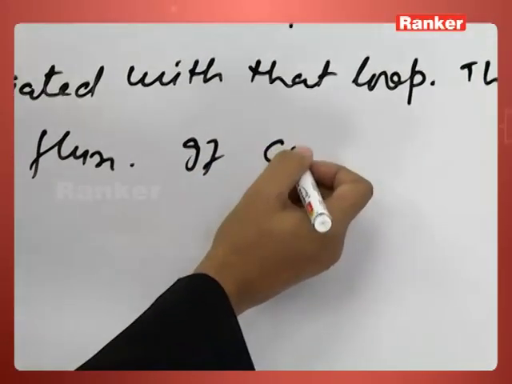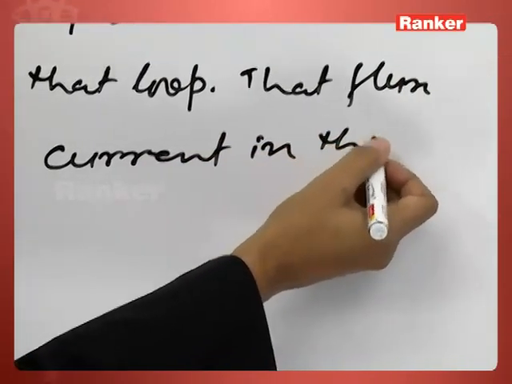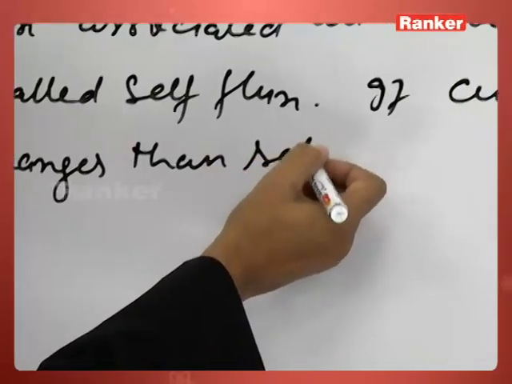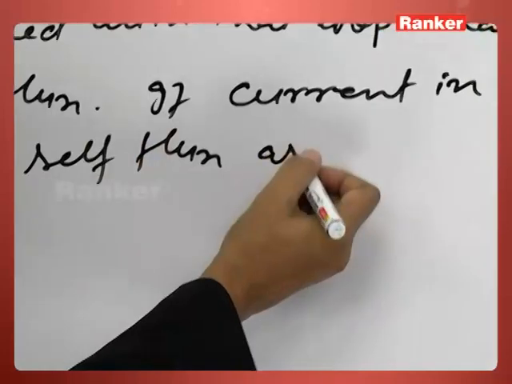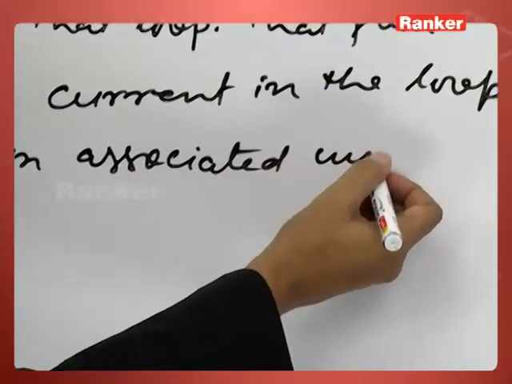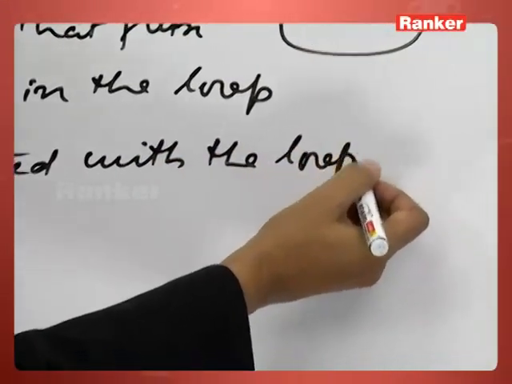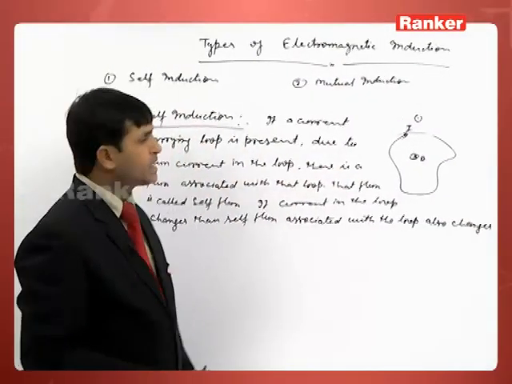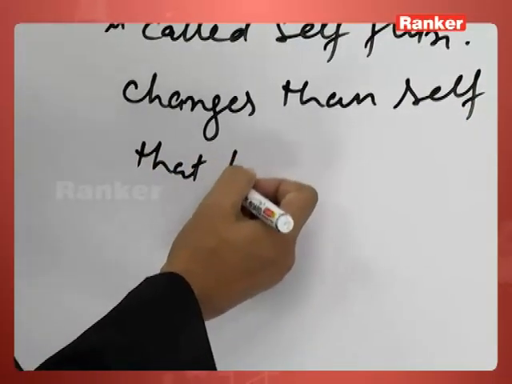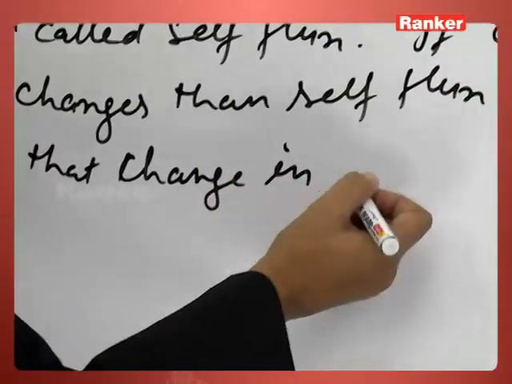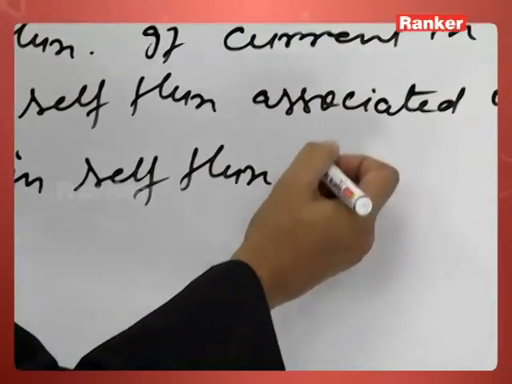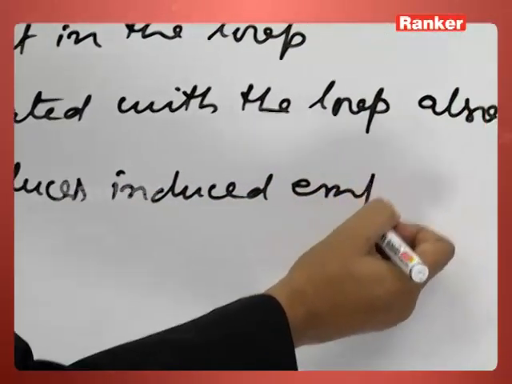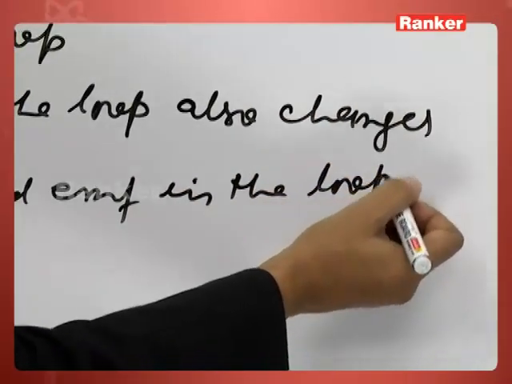If the current in the loop changes, then the self flux associated with the loop also changes, and that change in self flux produces induced EMF in the loop. This is the main point here.